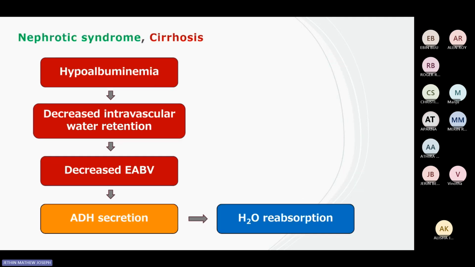And also in nephrotic syndrome and cirrhosis, you're going to have hypoalbuminemia: in nephrotic syndrome because of loss of albumin, and in cirrhosis because of decreased production of albumin. Because of hypoalbuminemia, you're going to have a decreased intravascular ability to retain water, and because of this, a decreased effective arterial blood volume. And this will in turn result in ADH secretion, water reabsorption, hyponatremia.